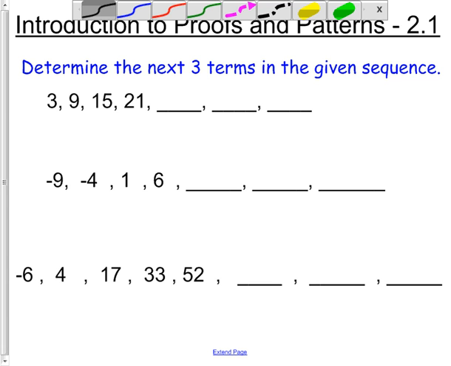Alright, today we're going to look at Introduction to Proofs and Patterns. This is the start of our next chapter here. One of the things we're going to look at is finding a pattern in a sequence. The first three questions say, determine the next three terms in each given sequence. The first one says 3, 9, 15, 21, and we need to figure out what the next three are.